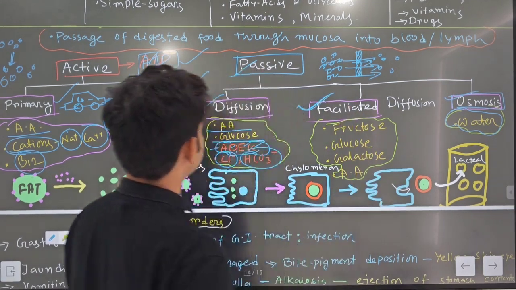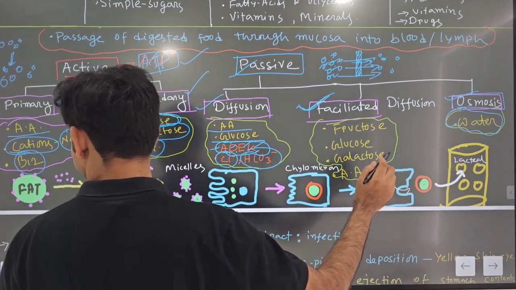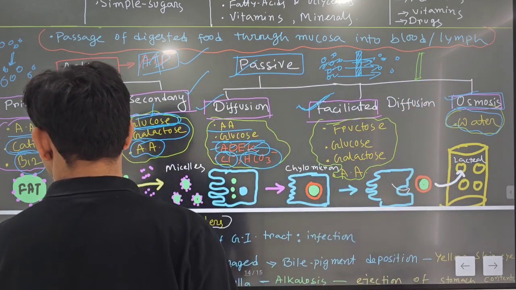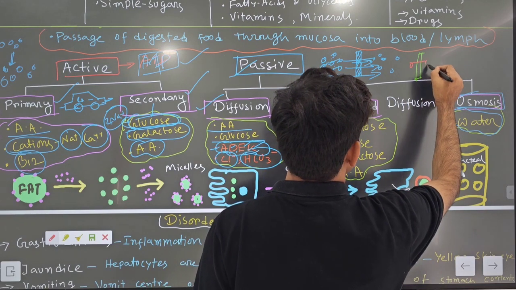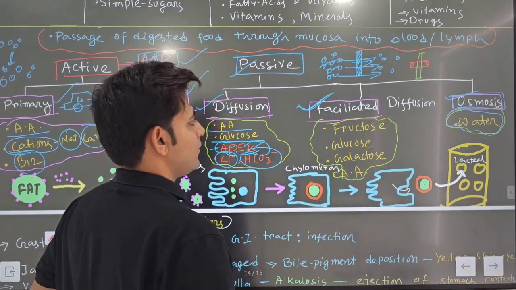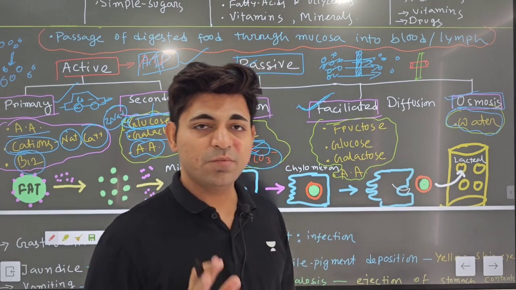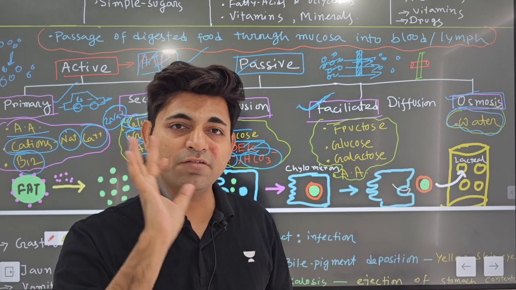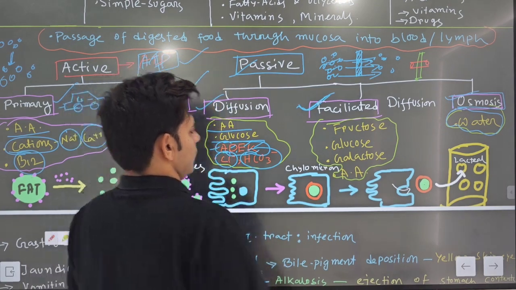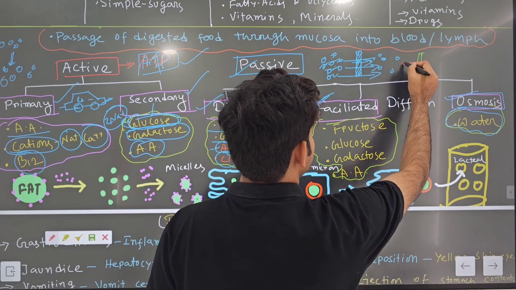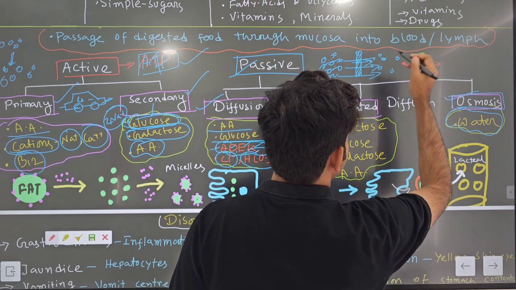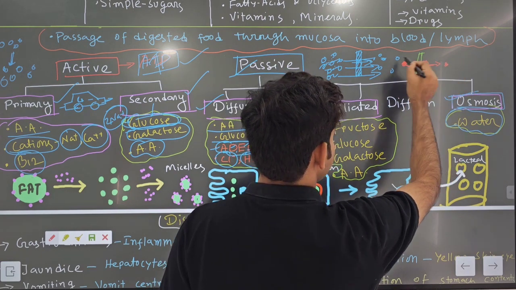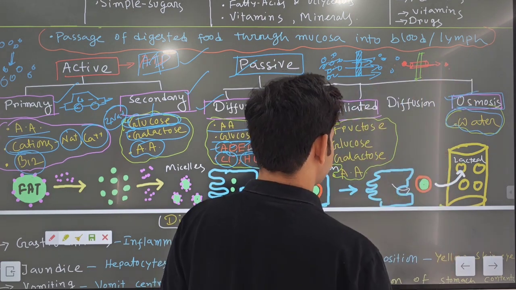What is facilitated diffusion? A cell membrane is there, and upon the cell membrane one transporter protein, a carrier protein, is sitting. Now this carrier protein will transport the molecules freely. They don't need to utilize any kind of ATP. So without expending any energy, they will pass the materials from one place to another, from outside the cell to inside the cell, or inside the cell to outside the cell.